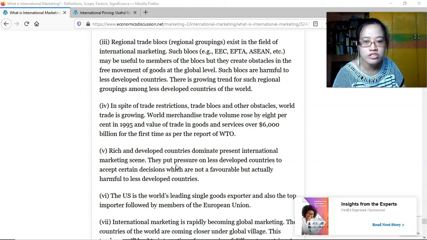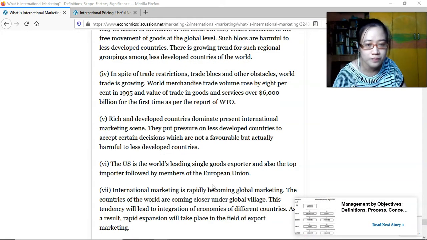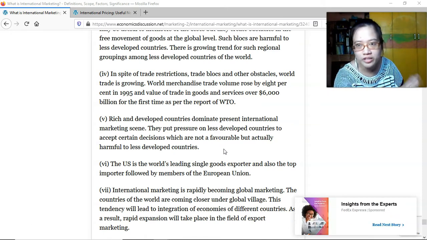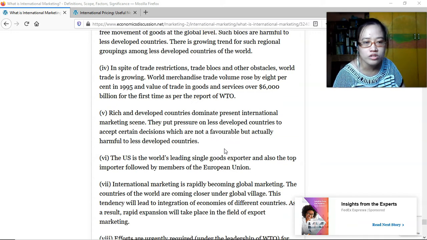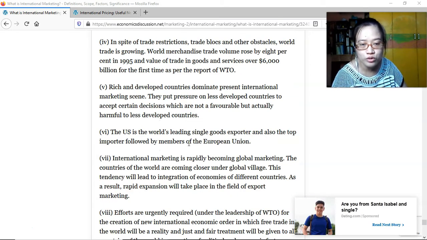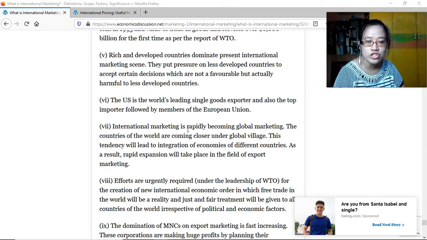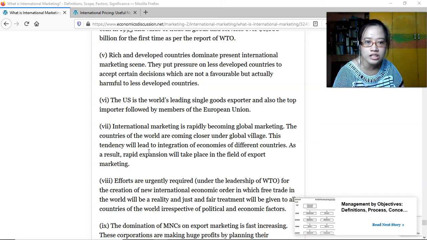Rich and developed countries dominate the present international marketing scene, and put pressure on less developed countries to accept certain decisions which are not favorable but actually harmful to less developed countries. Okay. What do you call that? Carbon emission. There are certain restrictions, but if you notice, the bigger players, they don't have much restrictions. The US is the world's leading single goods exporter and also the top importer, followed by members of the European Union. International marketing is rapidly becoming global marketing.